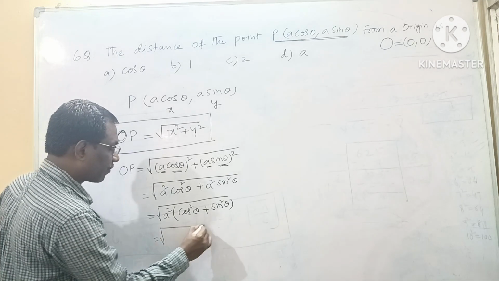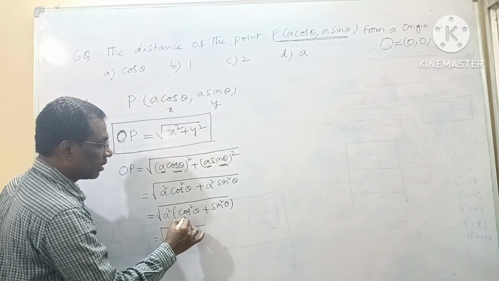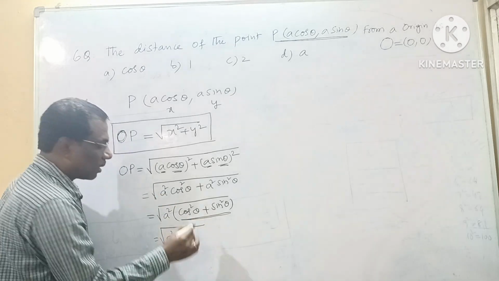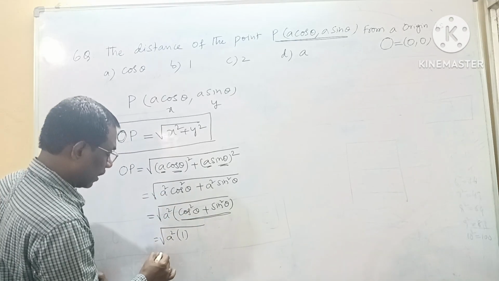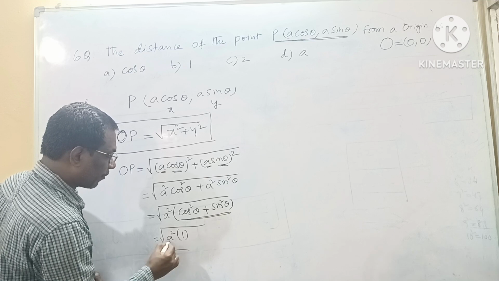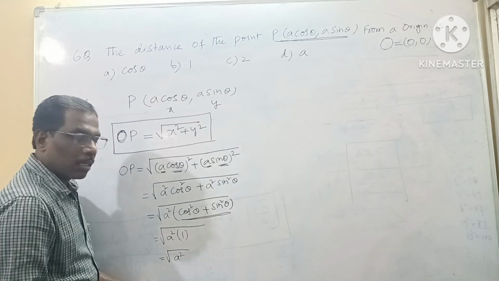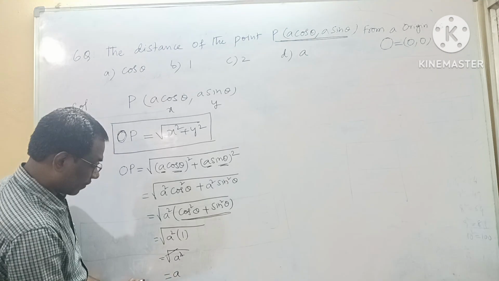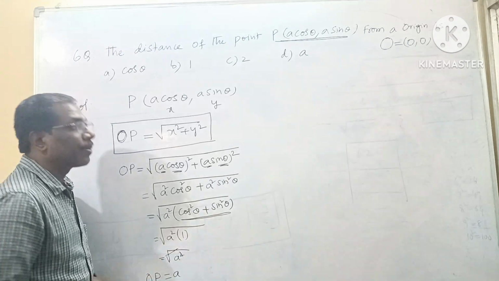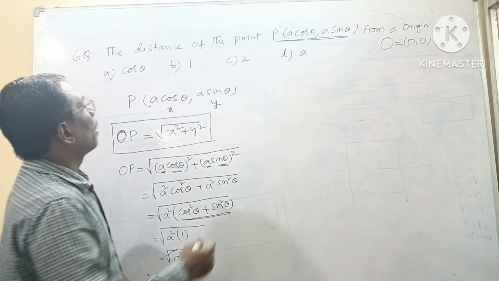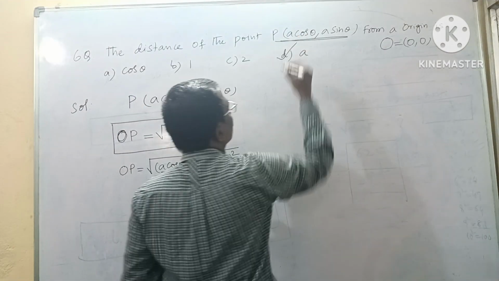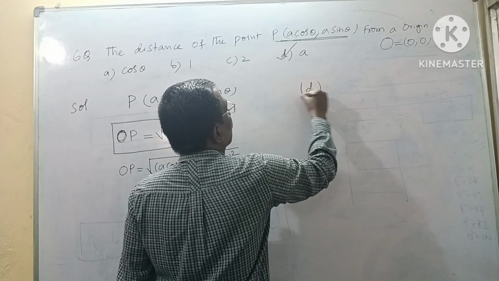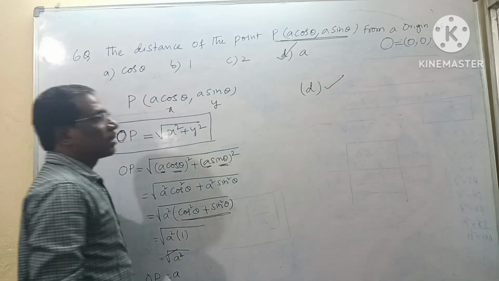Under root of A square as it is. This cos square theta plus sin square theta value is 1, that is the first identity formula. So it is equal to under root of A square. Now the square and root get cancelled. A is the answer. The distance OP is A. Then option B is the correct answer for the sixth question.